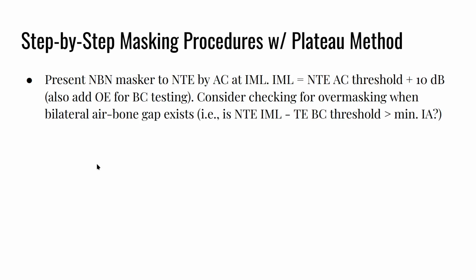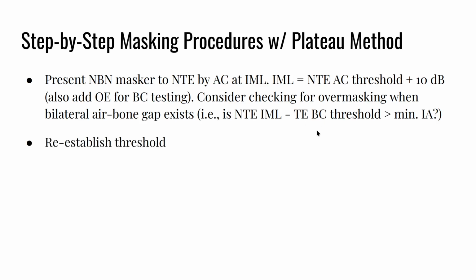Consider checking for overmasking when bilateral air bone gaps exist. How do you check for that? Non-test ear initial masking level minus test ear bone conduction threshold: is that greater than minimum interaural attenuation? If it is, then you're probably, or could be, overmasking. You don't know for sure, but you could be overmasking if non-test ear initial masking level minus test ear bone conduction threshold is greater than the minimum interaural attenuation level for that transducer.